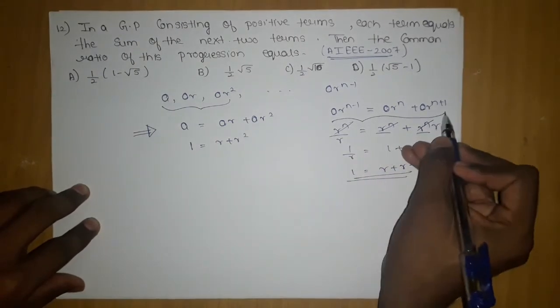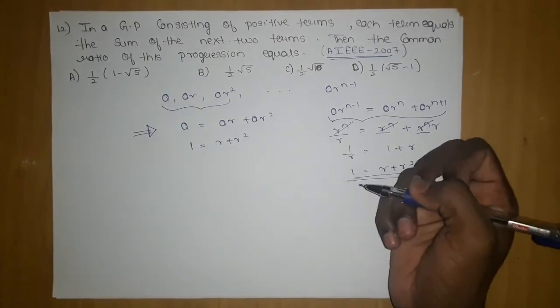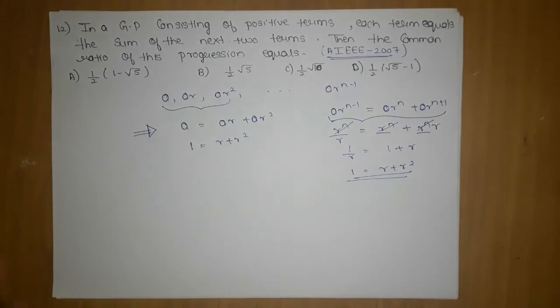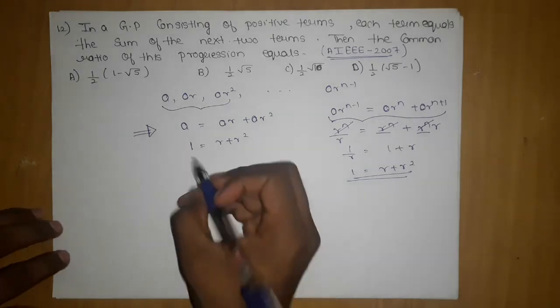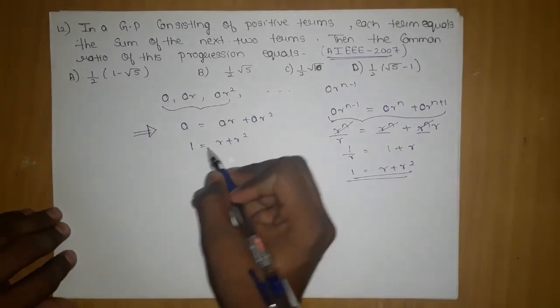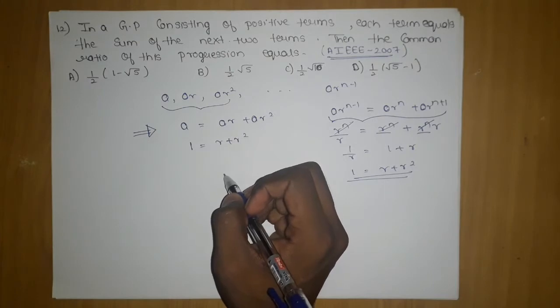Someone can tell you this way also, it is valid for all. You have to consider the 3 terms in GP, and you will get the same thing only. So we are getting 1 plus r square, 1 equals to r plus r square.